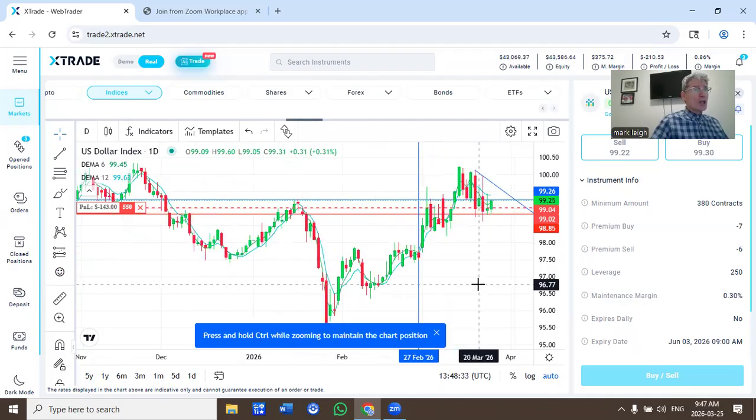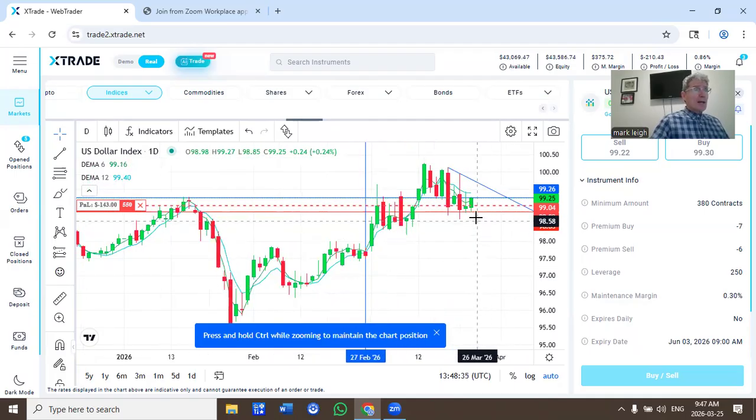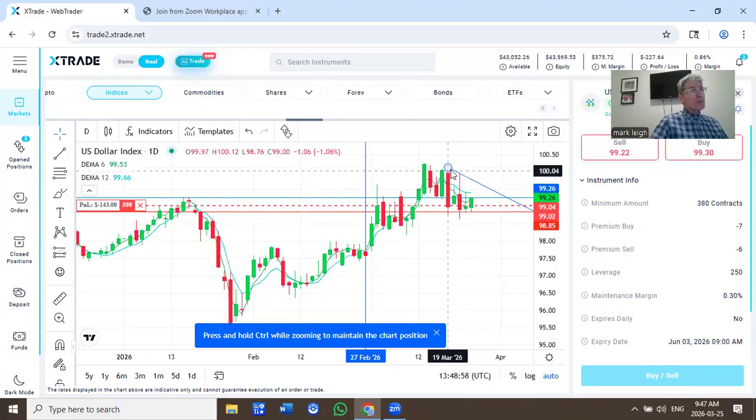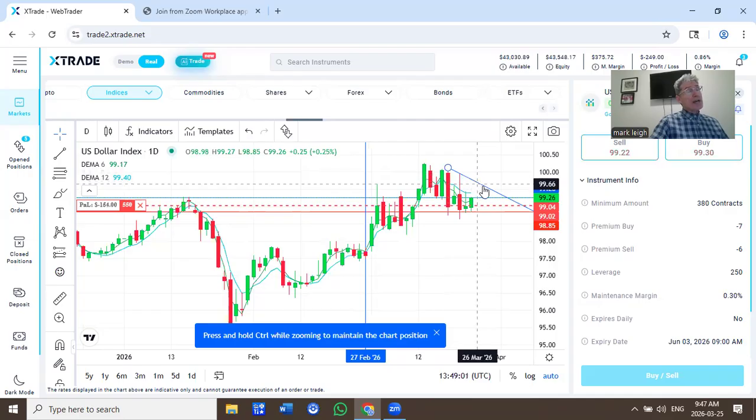Let's have a look at the US dollar. Green candlestick testing intraday resistance right now. Got support at 98.85, resistance at 99.26. We'll see if this demand for US dollar and US dollar index continues this push higher, which it's doing right now, and if it can get up to even possibly testing this descending trend line.